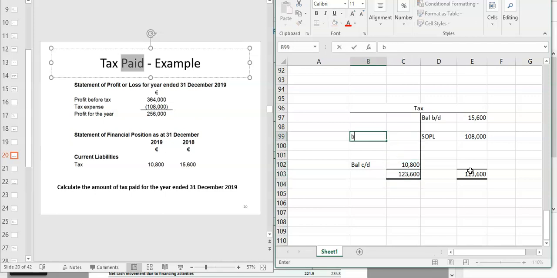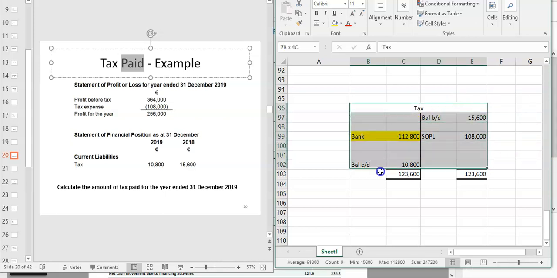So the balancing figure here is bank, which will be debit tax as we are doing here, credit the bank account. So it's a cash outflow. And that will be 112,800. So that's the amount as a negative figure you would put in tax paid. Right? 112,800. And it will be a negative figure. It's an outflow because you're crediting bank, which would be a separate T account, debiting the tax liability.